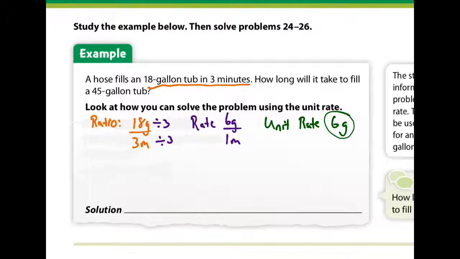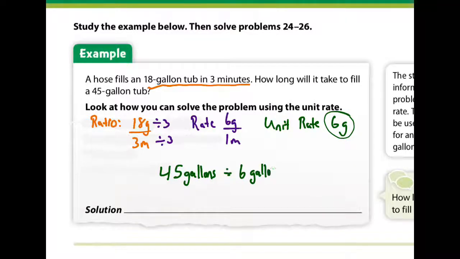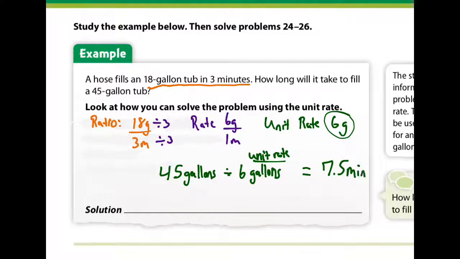So if it's 6 gallons in a minute, the question says how long will it take to fill a 45-gallon tub? So if I could just take the 45 gallons and divide it by 6 gallons, remember this is the unit rate right here, I'll get my answer. And 45 divided by 6 is 7.5 minutes.